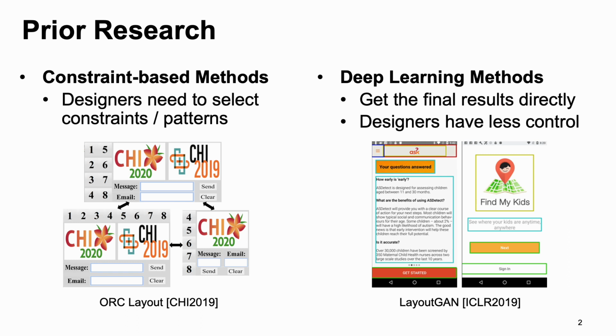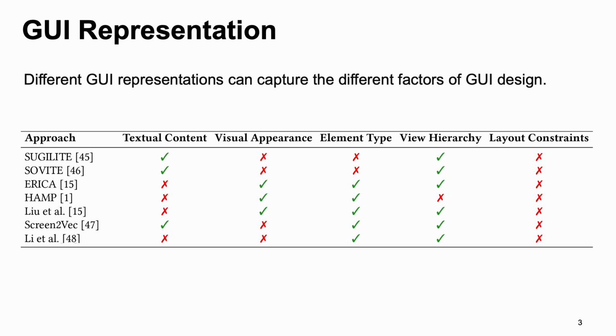Our goal was to propose a suitable GUI representation enabling deep learning models to predict constraints. This enhances the network's ability to establish connections and deepen its comprehension of both element properties and constraints. Different GUI representations can capture various factors of GUI design, and the choice of data representation for GUIs can significantly impact the capabilities of downstream tasks within graphical user interfaces.